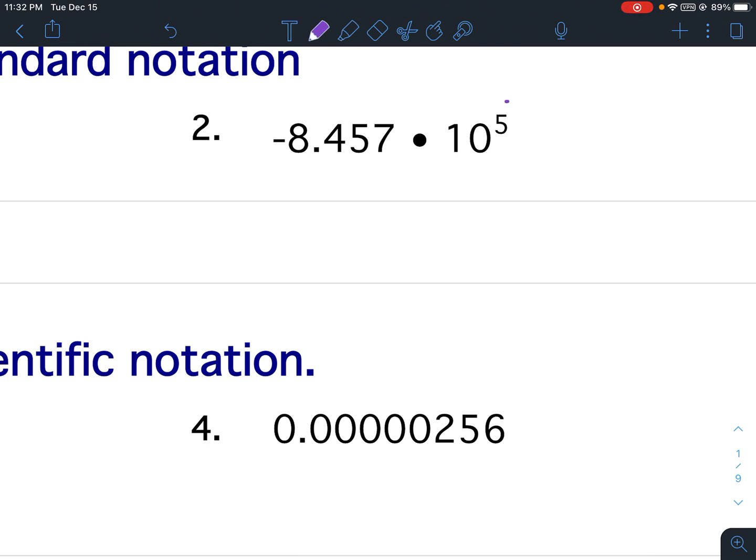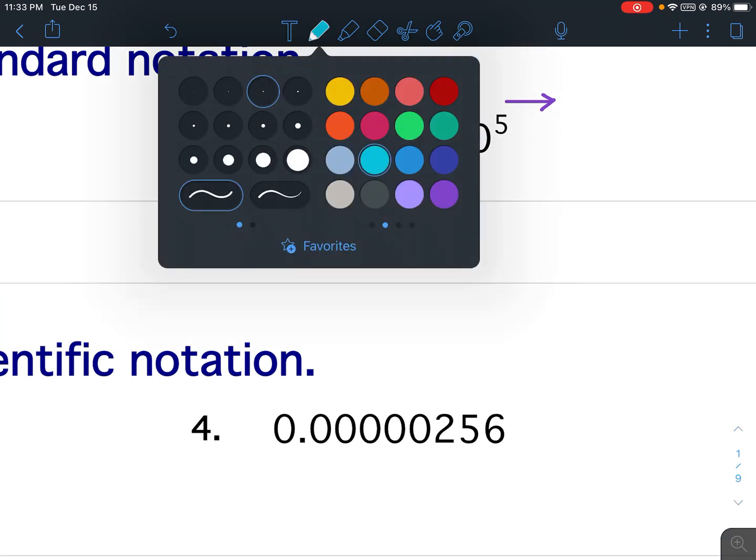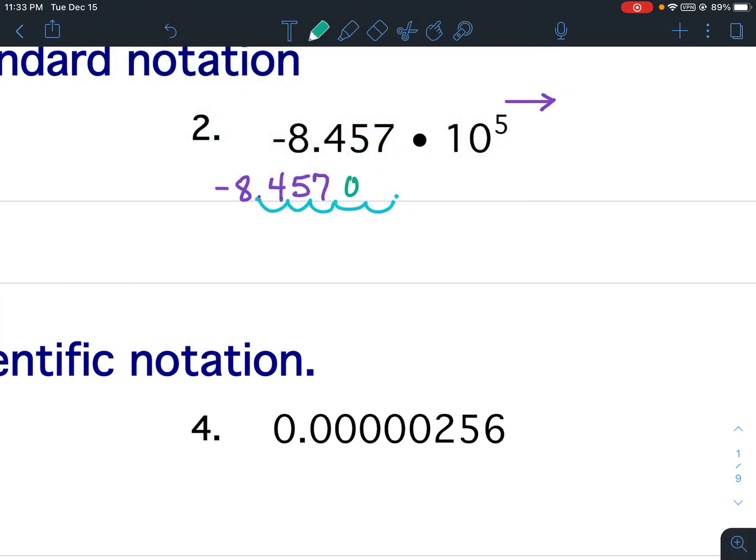Number 2, we have a positive exponent. That means the decimal is going to move to the right. Now, technically, yes, the decimal doesn't move. The number moves around the decimal, but it is easier to say to move it to the right. So we've got negative 8.457, and it's going to move 1, 2, 3, 4, 5. So we've got negative 845,700.